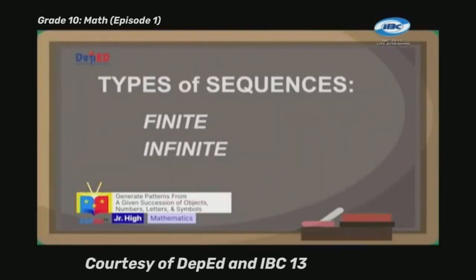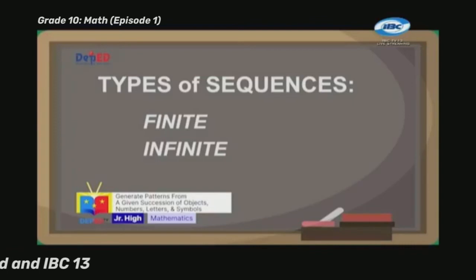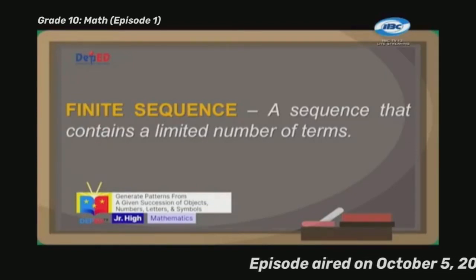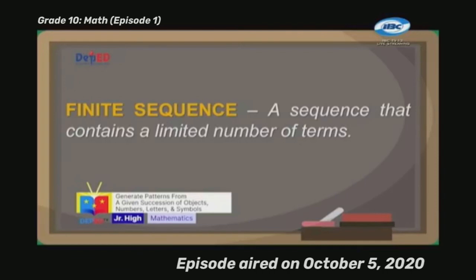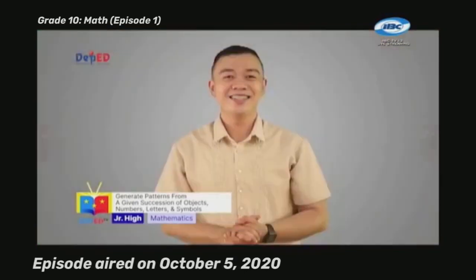Sequences are classified as finite and infinite. A finite sequence contains a limited number of terms. This means it has an end or last term.